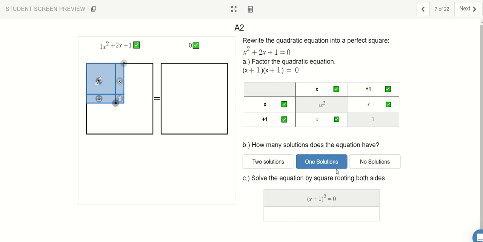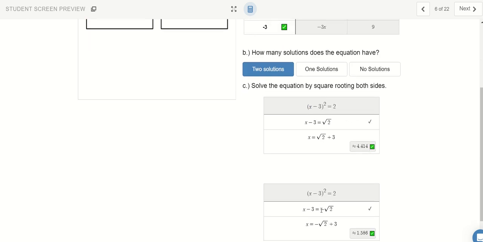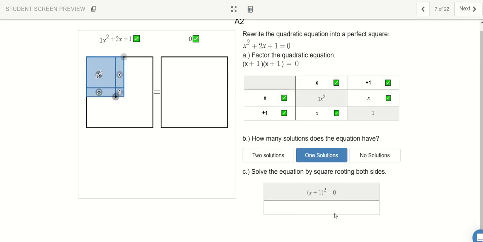So this one only has one solution, and the reason for that is 0 doesn't have a positive and negative version. So 0 is right in the middle of the number line. So we know, for example, 2 can have a positive and negative version, root 2 and negative root 2. But 0 doesn't have that. Only 0 times itself will be 0. So this is only going to have one answer.